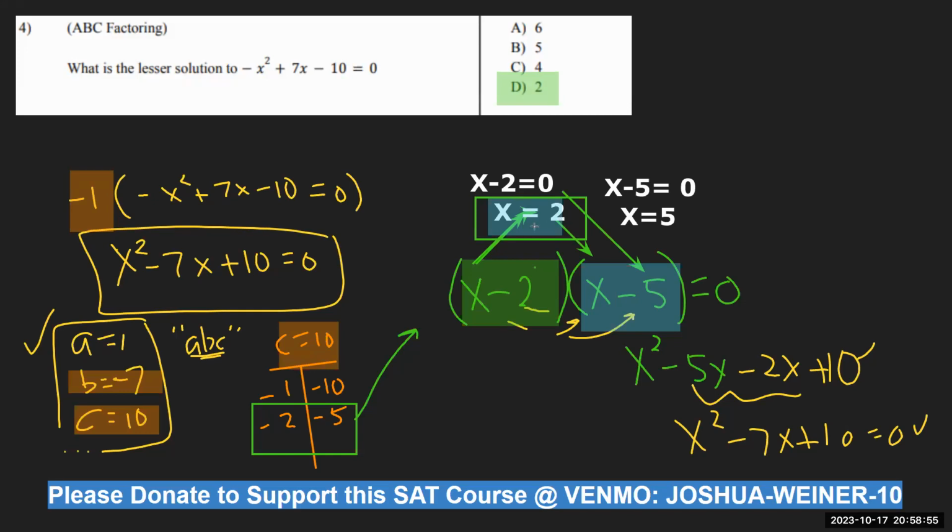You can check it yourself. If you plug in 2, 2 squared is 4, so -4 plus 14 minus 10. And you can see that that holds true. That's a plus 14 minus 4, and minus 10 is minus 14. So they balance out, and the net sum is 0.